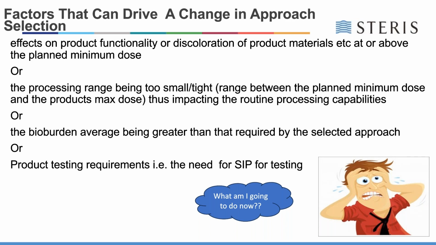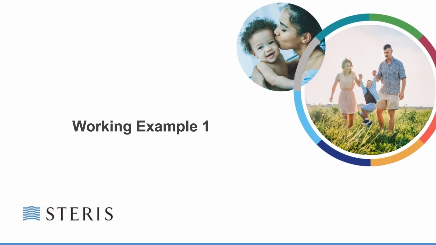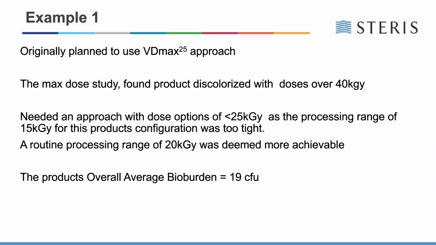So let's take a look at some examples, and we're going to start here with example 1. Here, they had originally planned to use a VD-Max 25 approach on their product. During the Max study, the customer noted that the transparent portion of the product became discolorized with doses over 40 kilograys. This was not acceptable. They needed to see what approach could be used instead, using the dose options of less than 25 kilograys, as they determined that a dose range of 15 kilograys configuration was a bit too tight. They needed a routine processing range of 20 kilograys to be more achievable. They did determine that the product's bioburden was 19 CFUs.